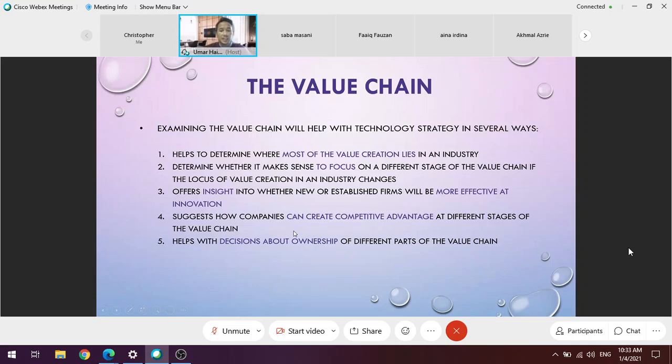Okay, and in that aspect, the company could suggest how companies can create competitive advantage at different stages of the value chain. Okay, this kind of understanding, sometimes the company should know that Malaysia has produced its own car, Mica. Yes, this year they just produced it. I think that's a great development, but again, the production of that kind of car should be in line with the infrastructure that we're going to build.